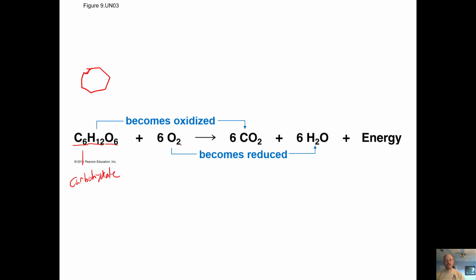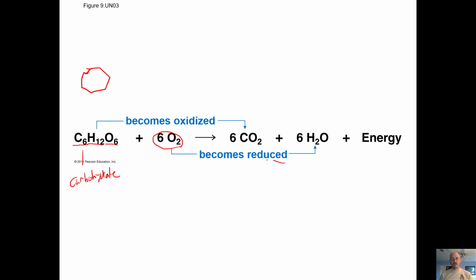You react it with oxygen. Remember, oxygen is an oxidizer, or an oxidizing agent. It steals electrons. It takes electrons from this, which causes it to fall apart. Glucose falls apart without electrons. Electrons are the glue that holds matter together. And you reduce oxygen, so oxygen becomes reduced.